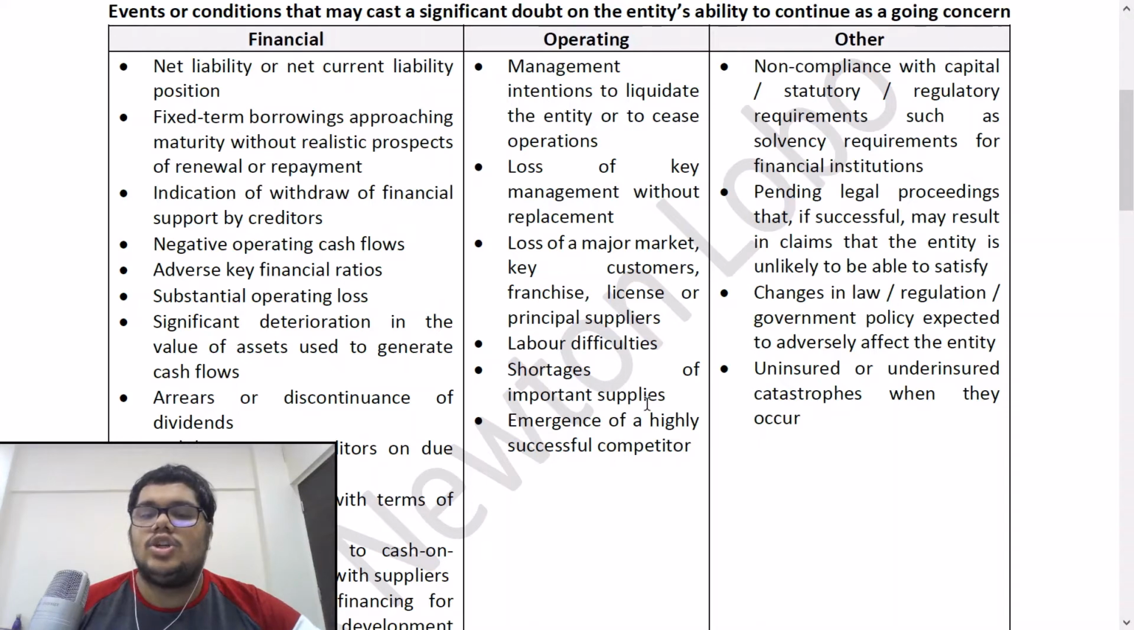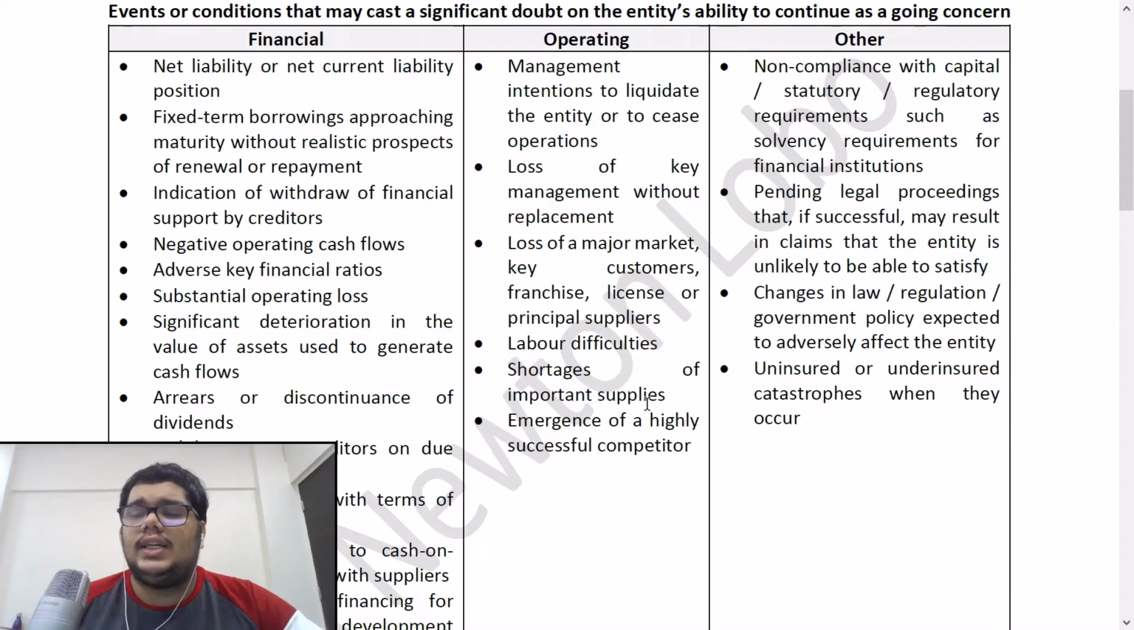Next, labor difficulties, shortage of important supplies, emergence of a highly successful competitor. So all the operating indicators are quite self-explanatory, and if any of these situations occurs, then the going concern may not hold true for a company. Now let us see the other factors that could cast a significant doubt on the entity's ability to continue as a going concern. Non-compliance with capital, statutory, regulatory requirements such as solvency requirements for financial institutions. Now banks have to maintain capital adequacy ratio, insurance companies have to maintain a solvency margin, and this is a mandatory requirement. So the fact that they are not able to comply with it any more can be an indicator that the company may not be able to continue as a going concern.